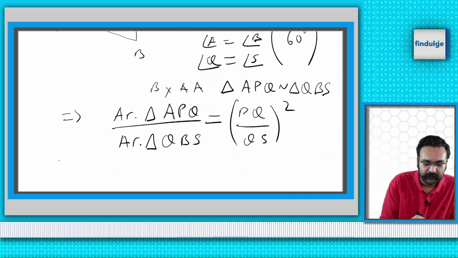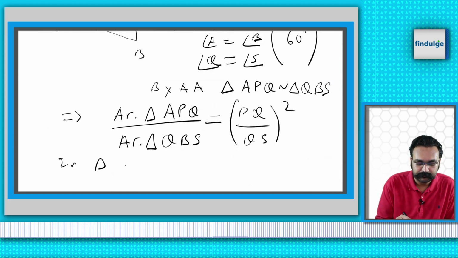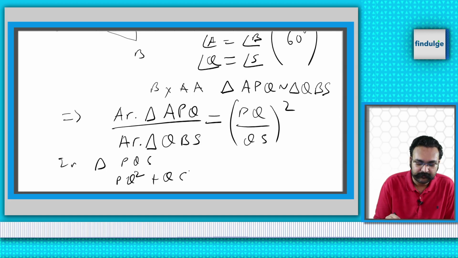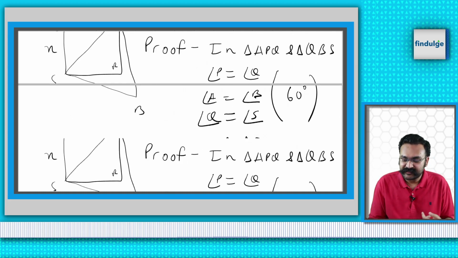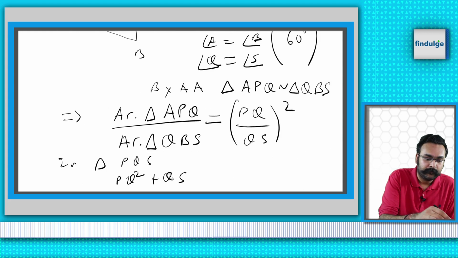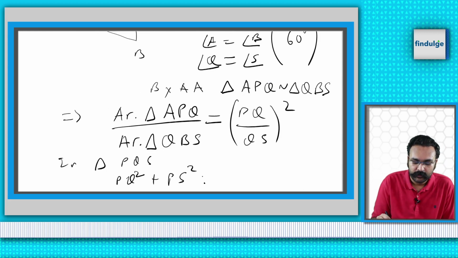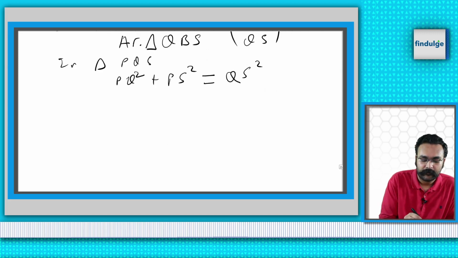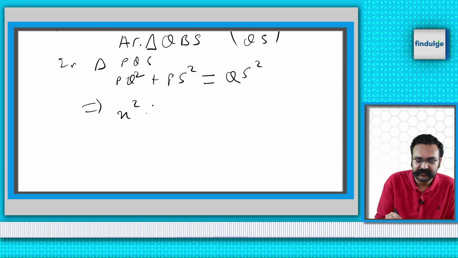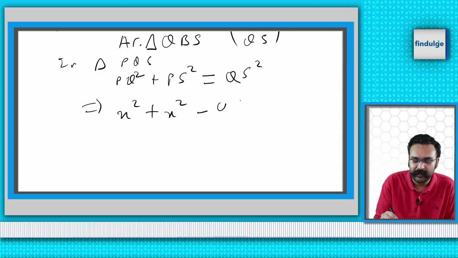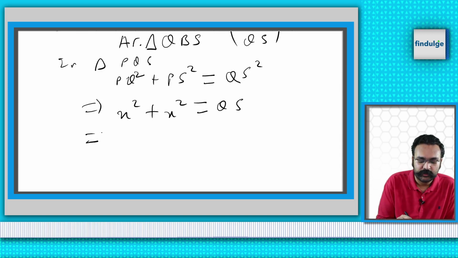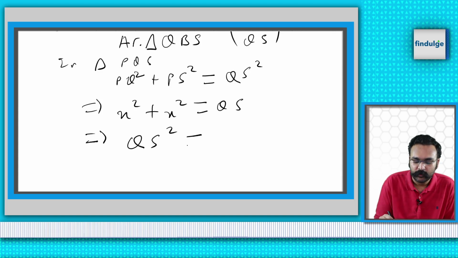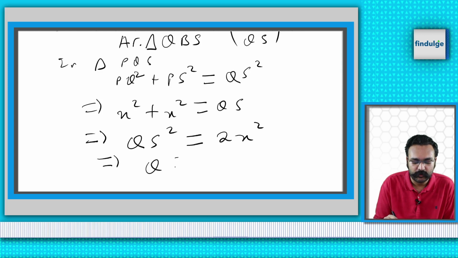So in triangle PQS, PQ square plus PS square is equal to QS square, which means X square plus X square is equal to QS square, and so that means QS square is equal to 2x square, which means QS is equal to root 2 x.